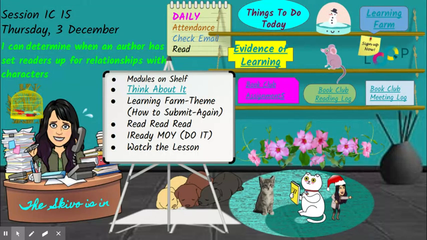That's what your class time is for when I give you that time. But you need to get it done. You're going to have math on Monday, and you are not going to want to have to deal with both of them at the same time. All right, so on the shelf, I still have the Learning Farm activity because many of you have not done it. And I'll talk about your evidence of learning.